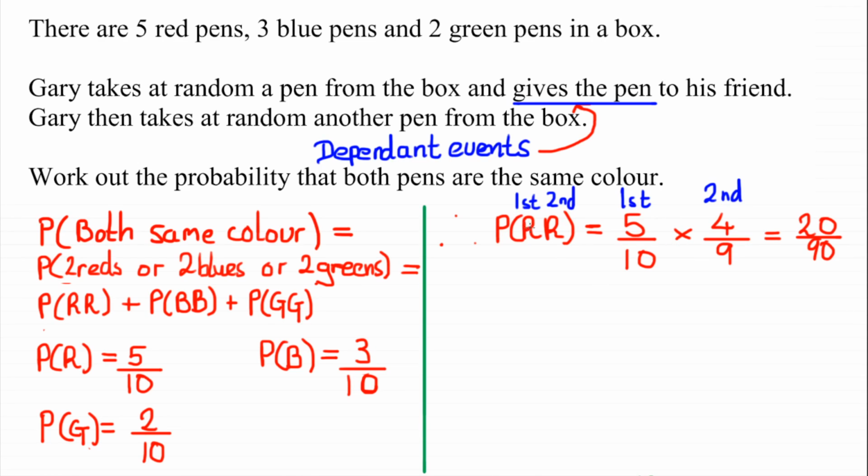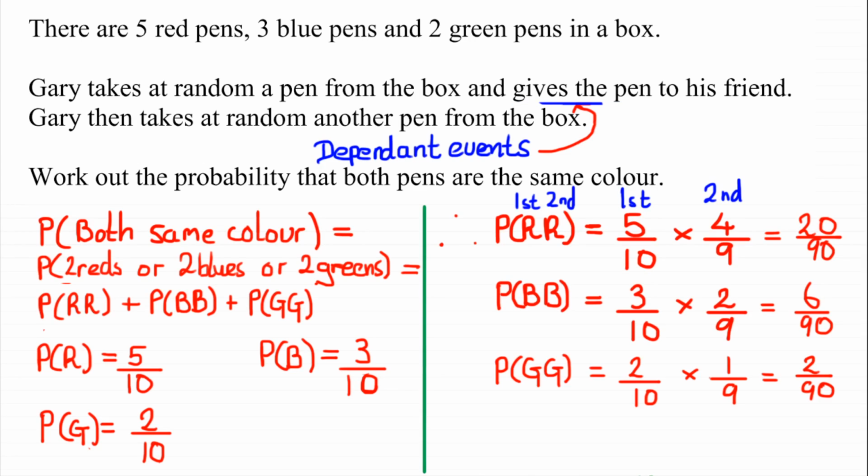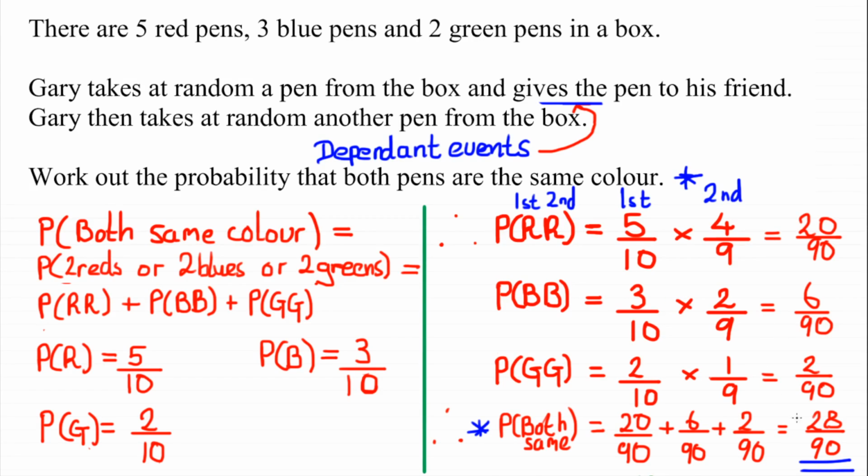So the probability of getting an R and an R is going to be 5 over 10 times 4 over 9. We do the same thing for the probability of getting a blue and a blue, and the same for a green and a green. As you can see, each time the numerator and denominator are decreasing by 1. Summing all the probabilities together, we finally get the sum equal to 28 over 90, which can also be simplified. So well done, guys, for getting it right.